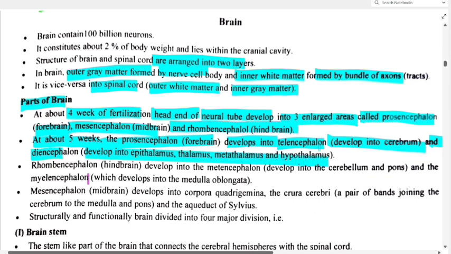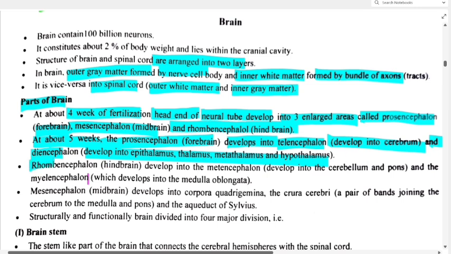So in the 4th week of fertilization, the head end of the neural tube develops into 3 enlarged areas called prosencephalon, forebrain, mesencephalon, midbrain, and rhombencephalon, hindbrain. And at about 5 weeks, the prosencephalon develops into telencephalon, which will develop into cerebrum. And the diencephalon develops into epithalamus, thalamus, metathalamus, and hypothalamus.